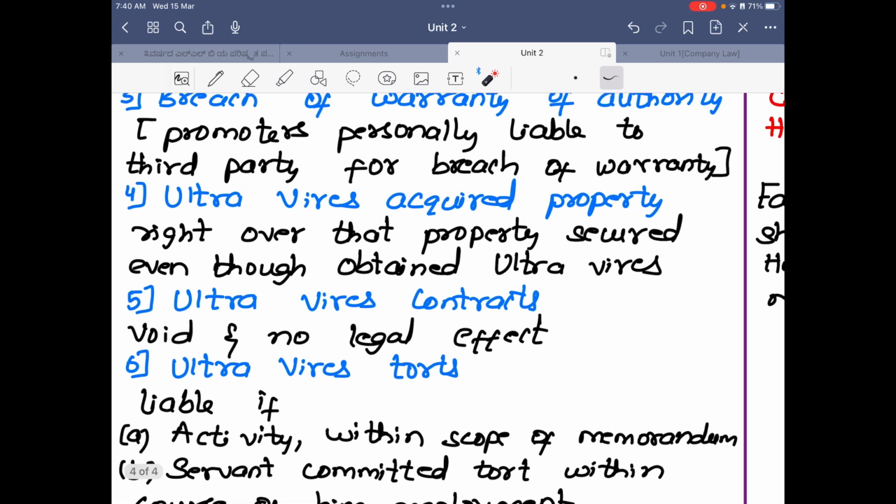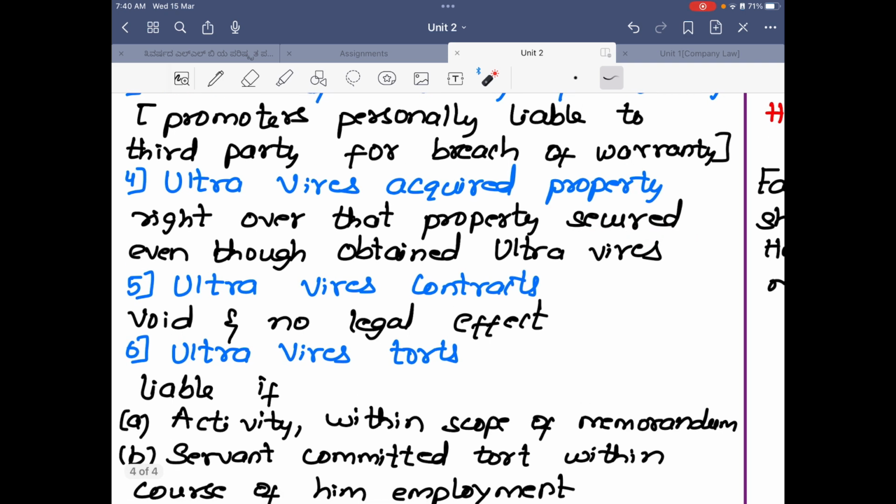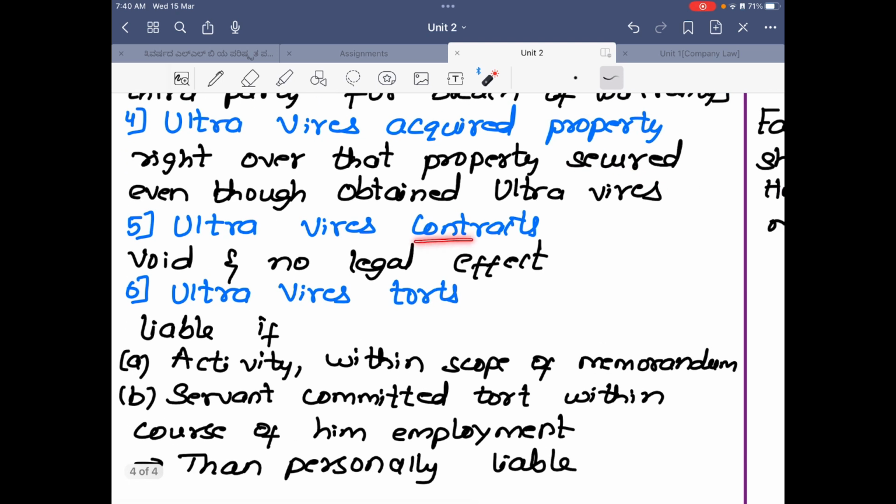Ultra-vires acquired property. Say a company does an ultra-vires act and by doing that act it has purchased certain property. Even though the property was acquired through an ultra-vires act, the right over that property is secured. So it is a power to a company, even though obtained ultra-vires. The property is the company's only. The next is ultra-vires contracts.